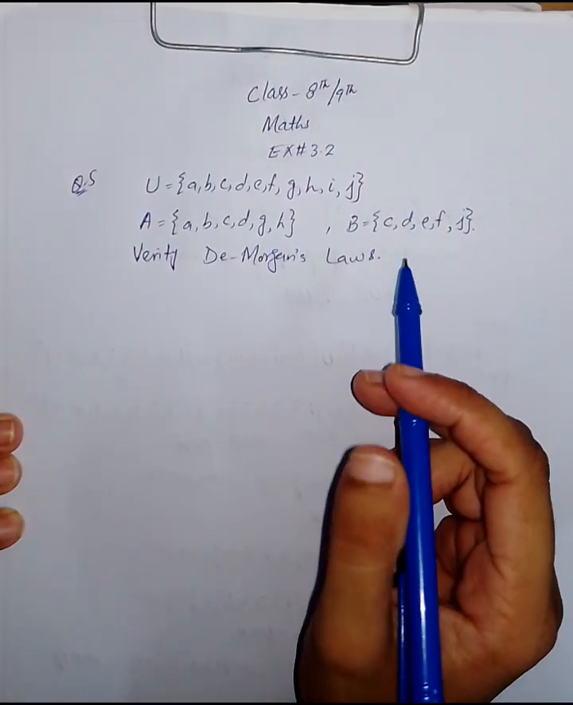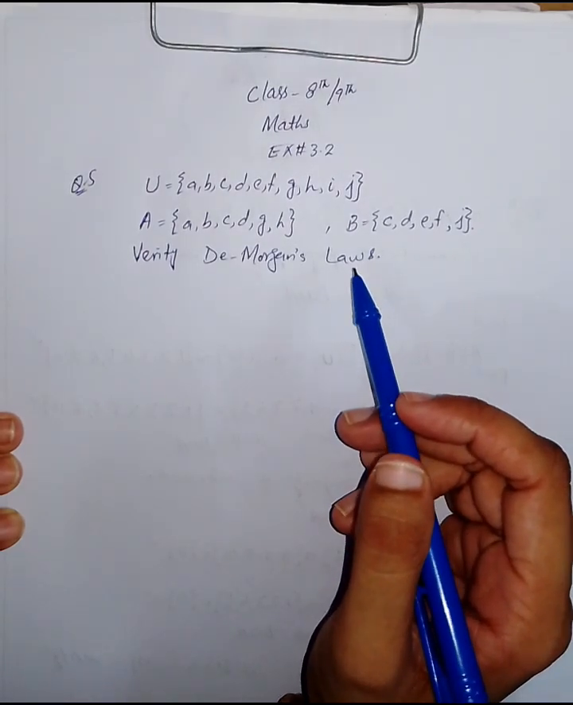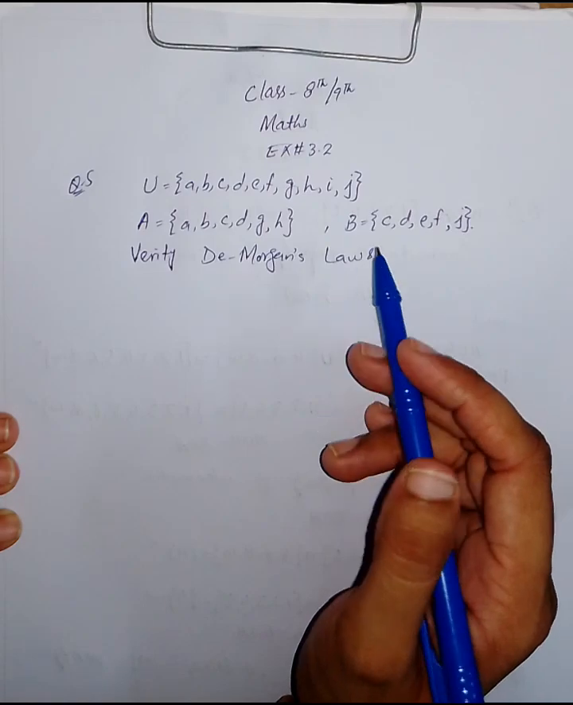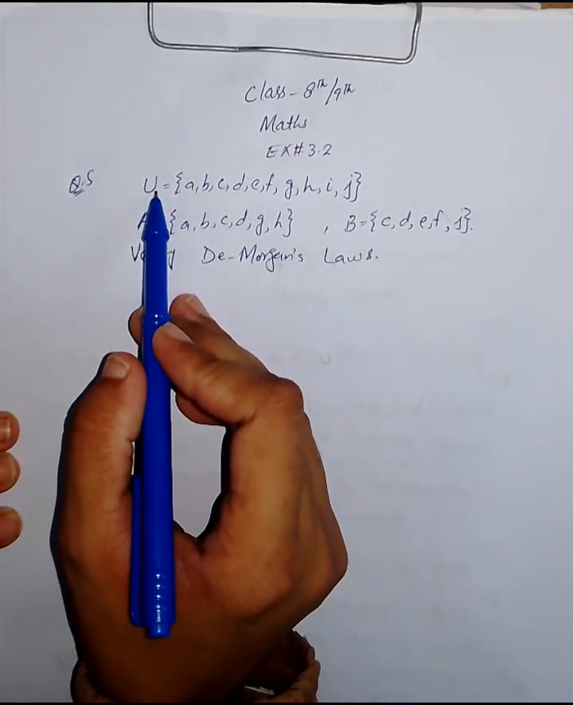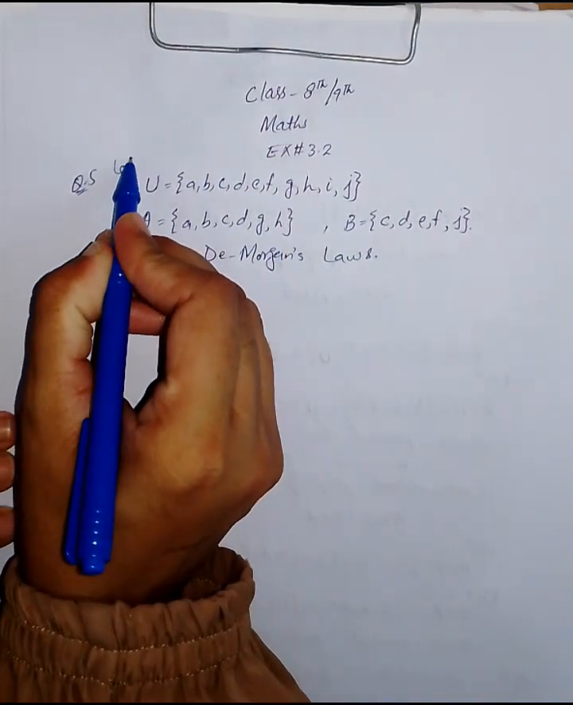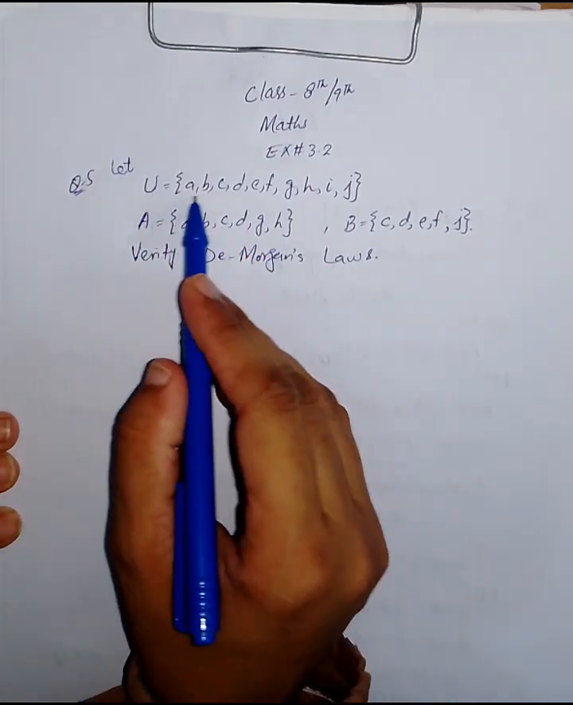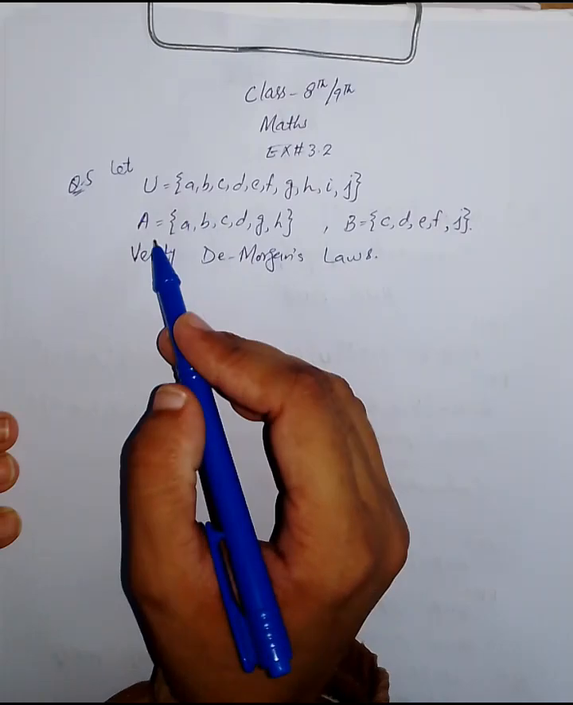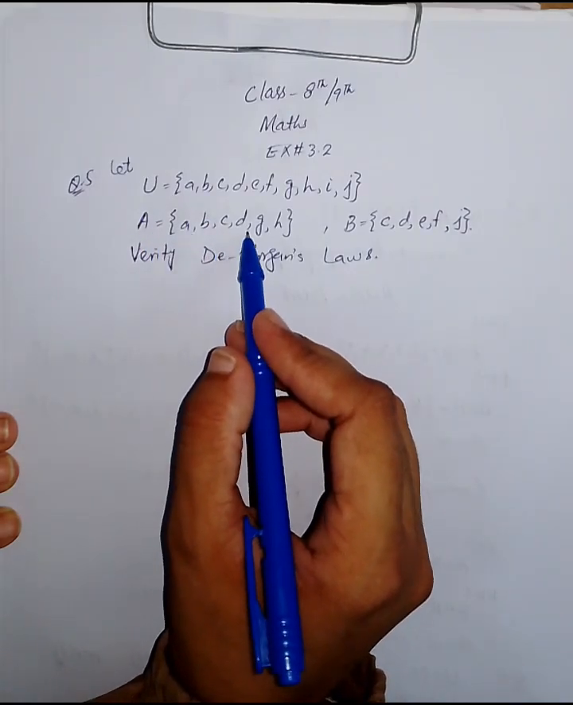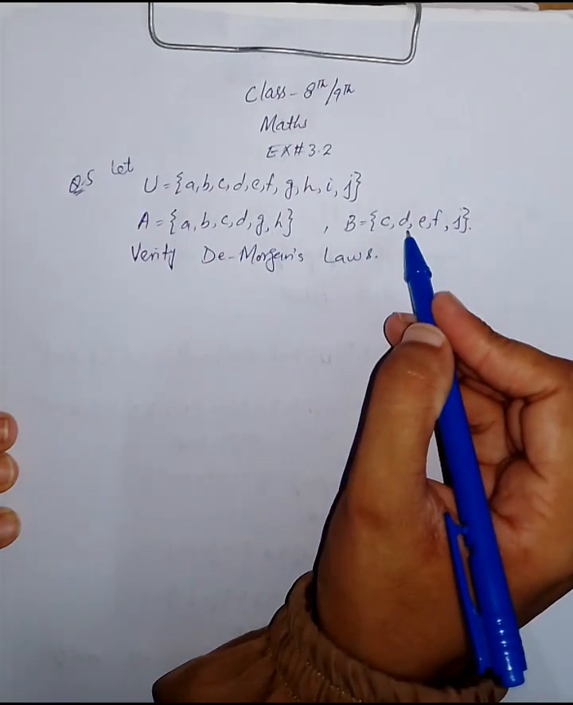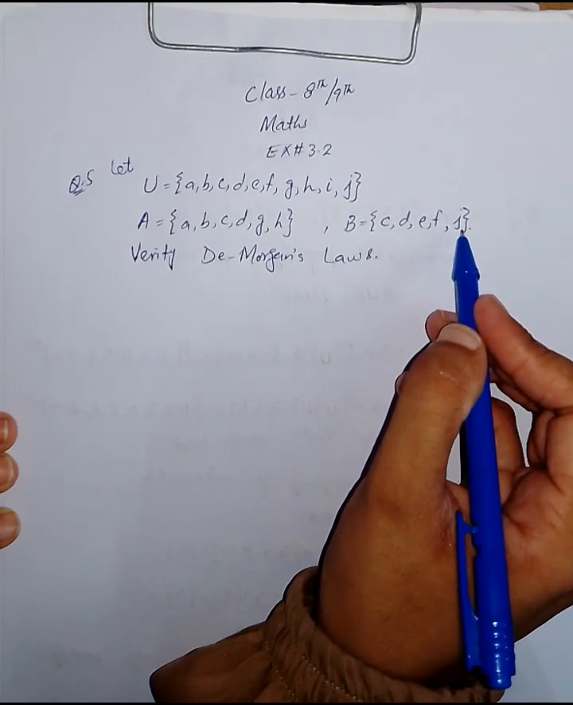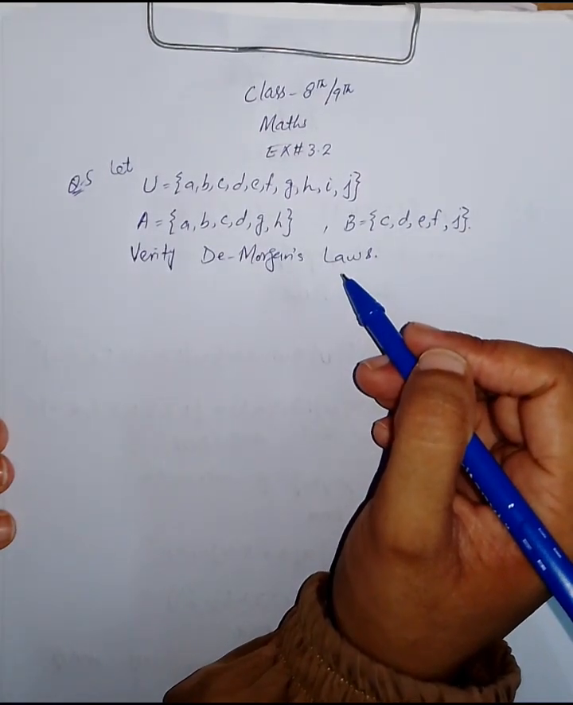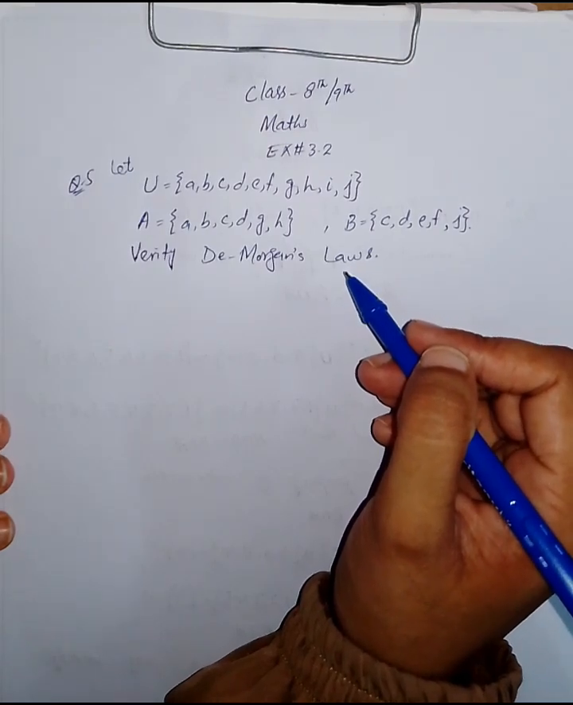Today we are going to study class 8 mathematics exercise 3.2 question number 5. Question number 5 is, if you have universal set U, let U equal to A, B, C, D, E, F, G, H, I, J, and set A is A, B, C, D, G, H, and set B is C, D, E, F, G. Verify De Morgan's laws. So we have to verify De Morgan's laws.